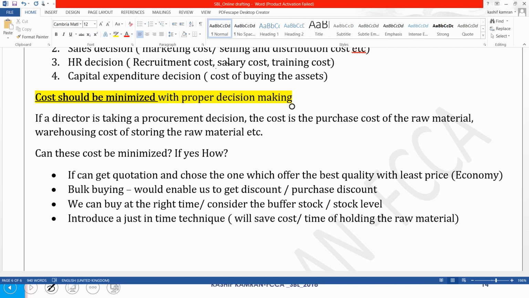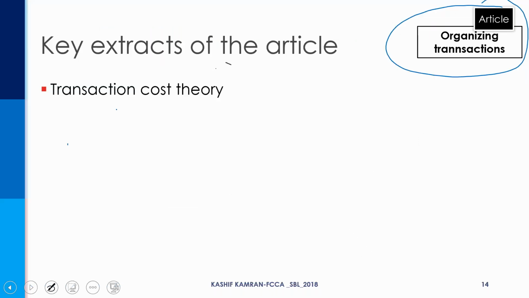So can you understand why the examiner has written an article organizing transaction with agency? Because if a director takes a good decision which reduces the cost, ultimately who will get benefit? The shareholder will get benefit. So transaction cost is the first thing. Now let's take the second thing. Transaction cost, I hope that's clear to everyone.